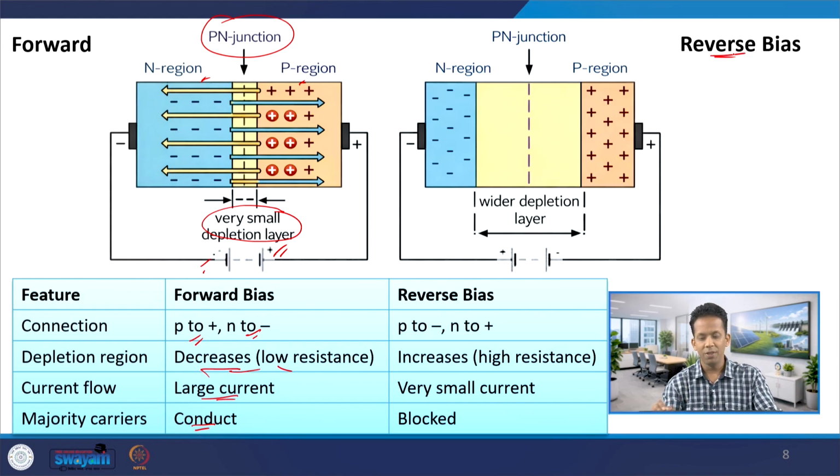In reverse bias, P-type is connected to the negative terminal and the N-type region is connected to the positive terminal, and the depletion layer between the two regions, the P-N junction, is very wide. This is why the resistance is high and only a small amount of current is able to flow, and most of the carriers are blocked or not active because of the wider depletion region. So those are the two types of biases often used in a P-N junction.